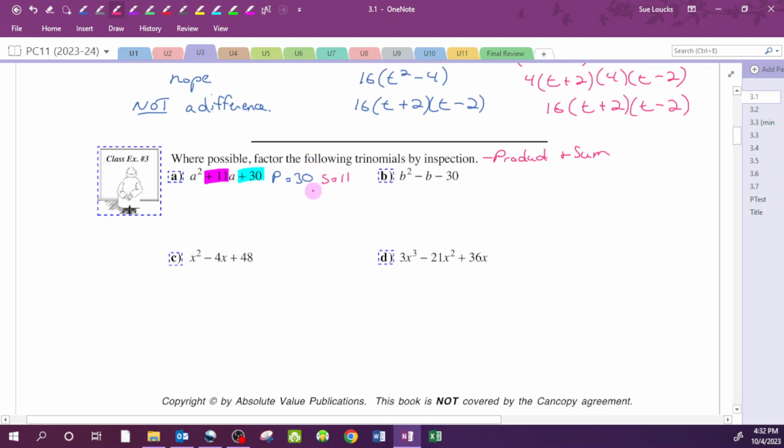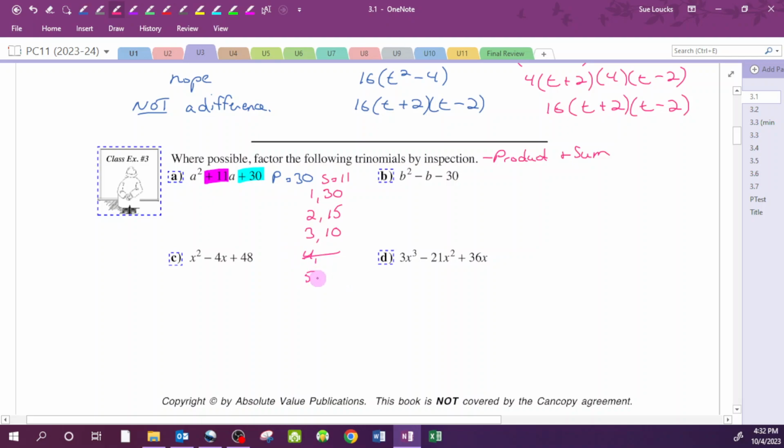So what I do is I go 1 times what equals 30? Well, 1 times 30 equals 30. 2 times what equals 30? 15. 3 times what equals 30? That's 10. 4 times what equals 30? Well, that actually doesn't work. So I'm just going to cross that out, but I write it down anyway so that I know that it doesn't exist.